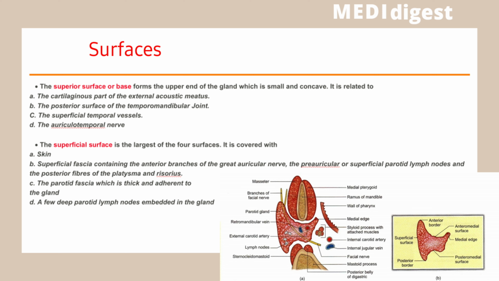Then the superficial surface. The superficial surface is the largest of the four surfaces. It is covered with skin, superficial fascia containing the anterior branches of the greater auricular nerve, the preauricular or superficial parotid lymph nodes, and the posterior fibers of the platysma and risorius. The parotid fascia, which is thick and adherent to the gland, and a few deep parotid lymph nodes embedded in the gland.